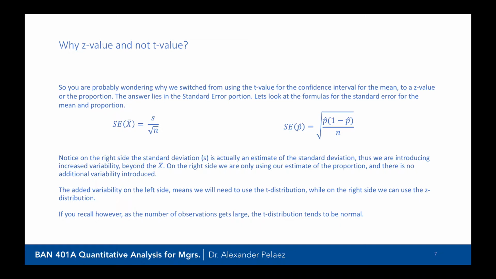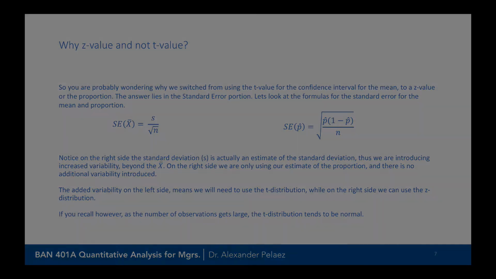But remember, as the number of observations gets large, the t distribution tends to normal anyway. So with a larger and larger number of observations, you wouldn't see that much of a difference whether you use the t distribution, a t multiple, or a z multiple.